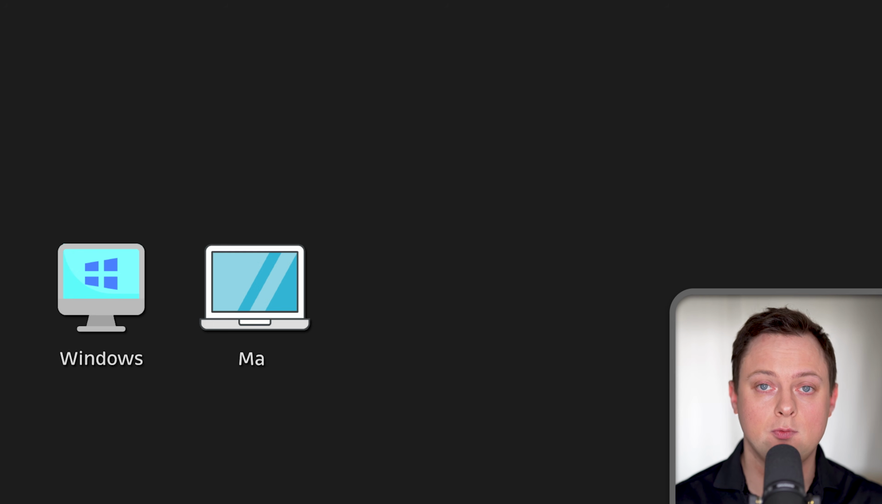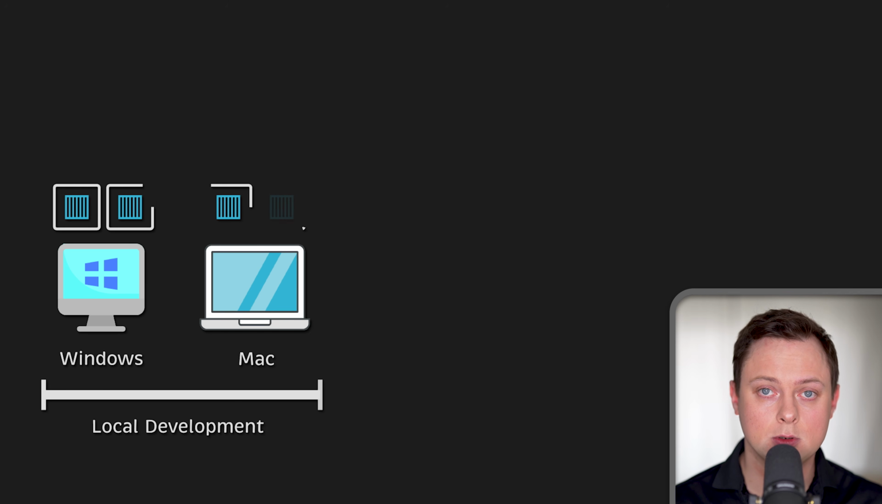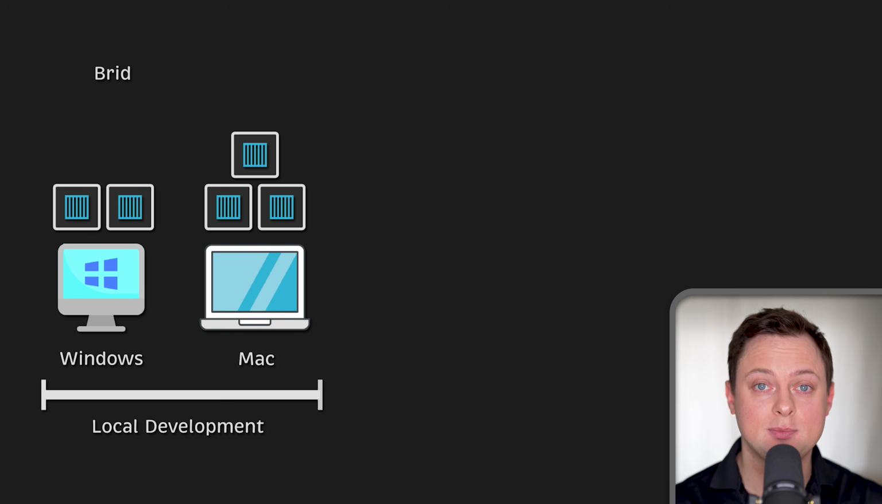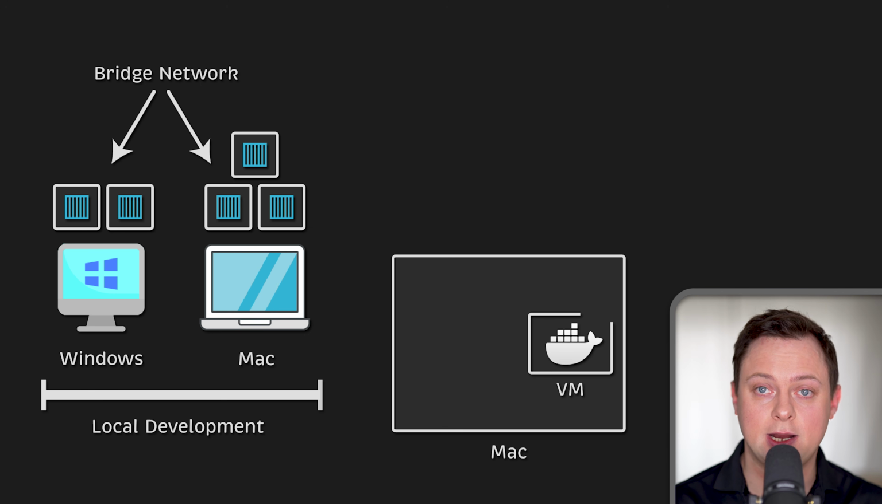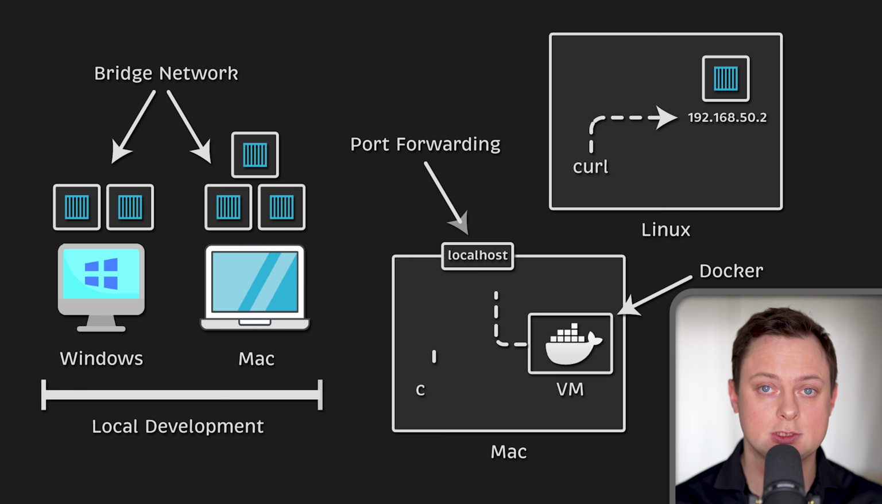We frequently use Windows and Mac for local development. We may build and run multiple containers on a laptop, and while some network drivers, such as bridge network on Mac, may still work, they do have some limitations. For instance, on Mac, Docker runs inside a virtual machine, and while on Linux you can access a container using its IP address directly, it's not possible on Mac. You would need to forward ports to the local host in order to access the application.